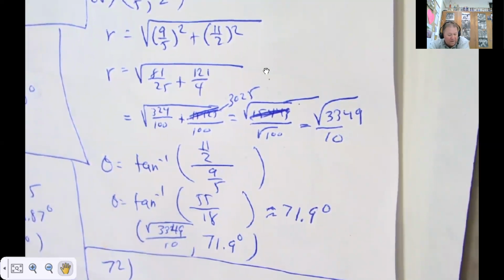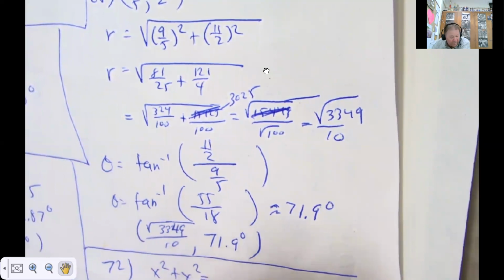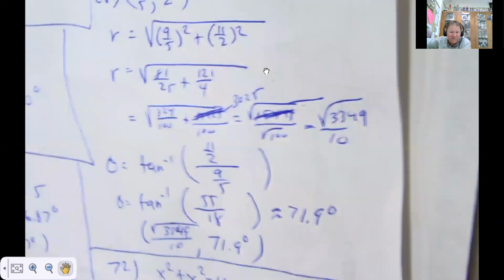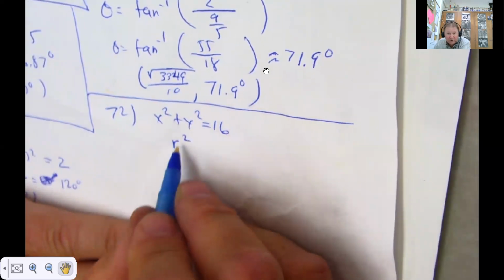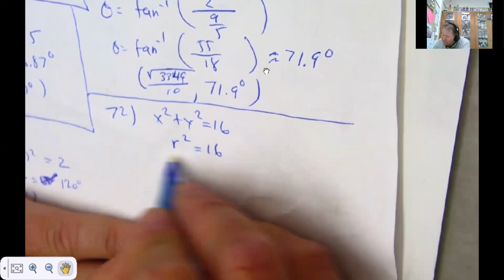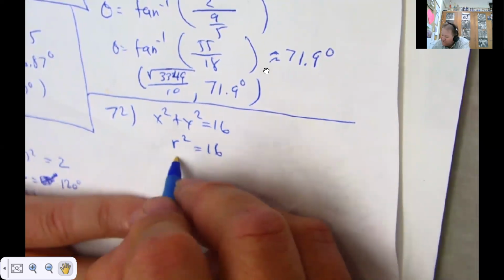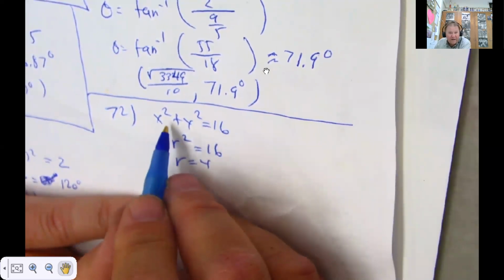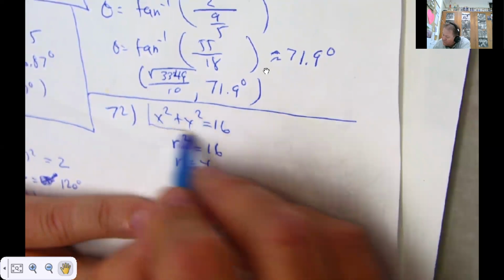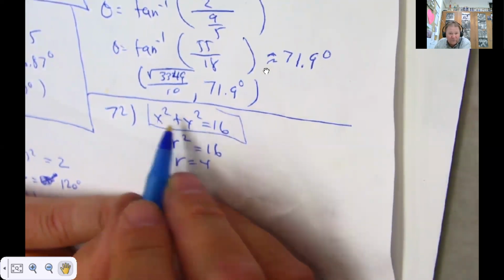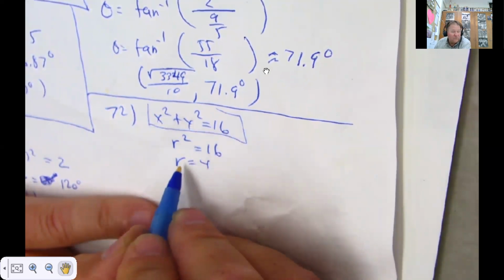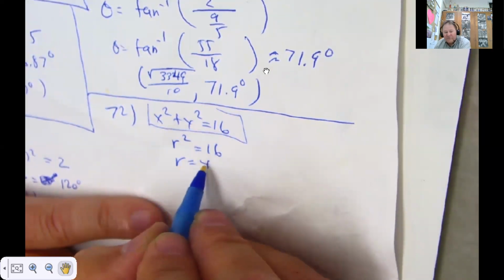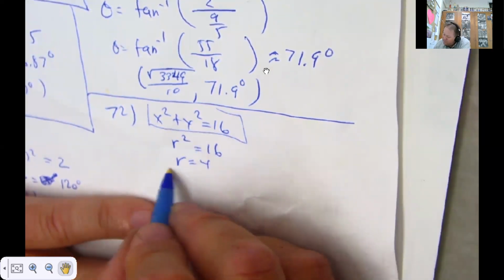We have to convert from rectangular to polar this time. So 72 is x squared plus y squared equals 16. So what is x squared plus y squared? It is r squared, right? Leg squared plus leg squared equals hypotenuse squared equals 16. Take the square root of each side, and you get r equals 4. That makes sense, right? That's a circle. If we keep it in rectangular form, that's a circle whose center is at 0, 0, and whose radius is 4. And this is a circle whose center is at the pole and whose radius is 4. So same thing, just in polar form.